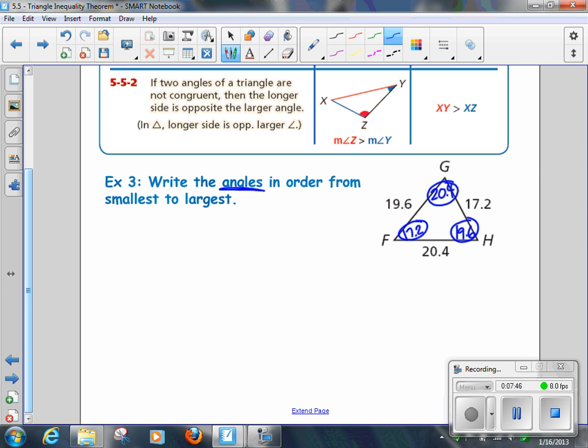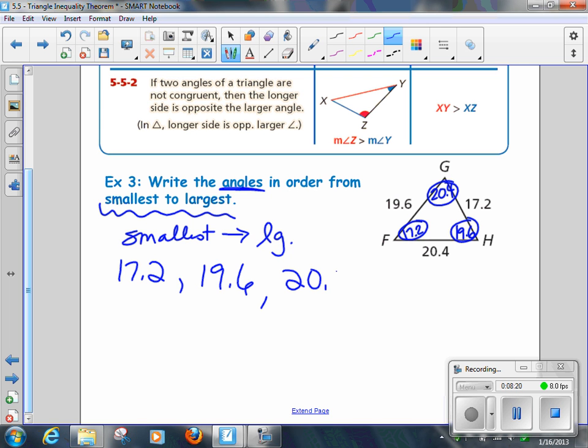Now, this is a common mistake. Notice that the instructions say smallest to largest. What's a common mistake, folks? People put it in the wrong order. And look what I did. I wrote smallest to largest down. Why did I do that? So I'm going to remind myself to put it in order from smallest to largest. What's the smallest number up there? 17.2. What's the next number? 19.6, and then 20.4. Write this down.